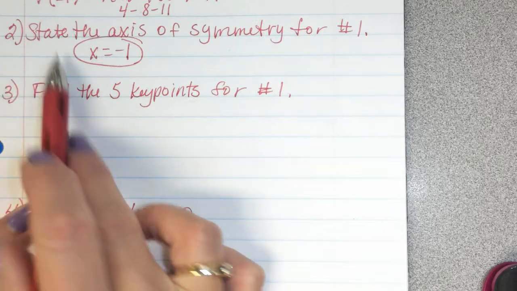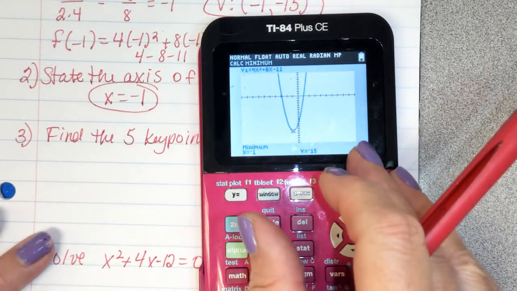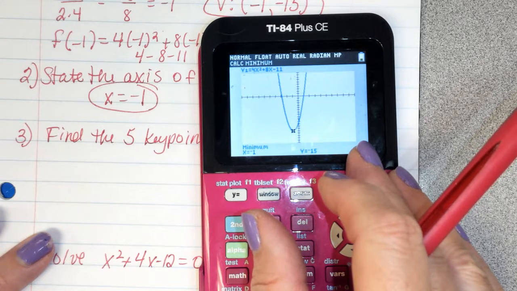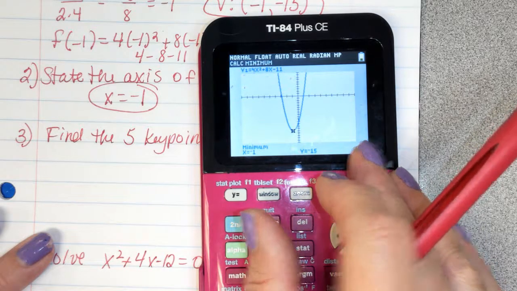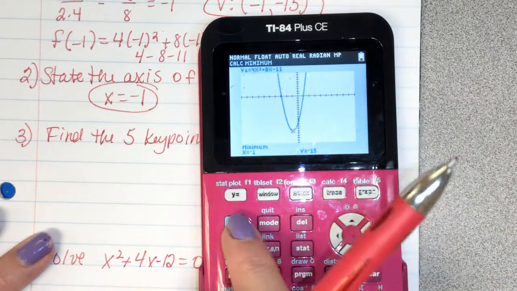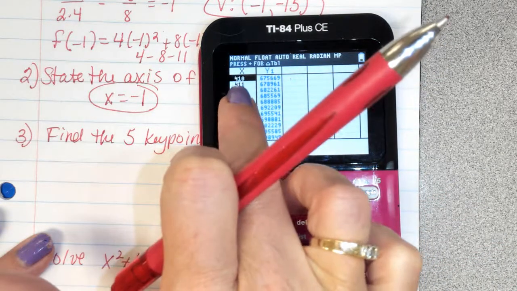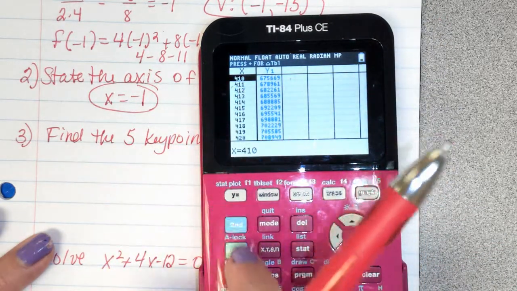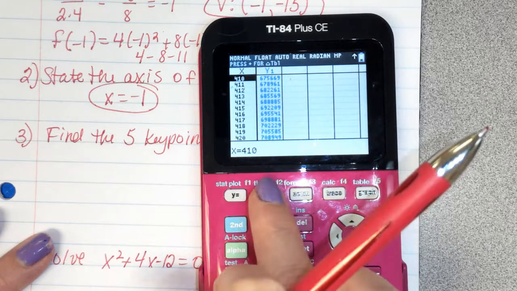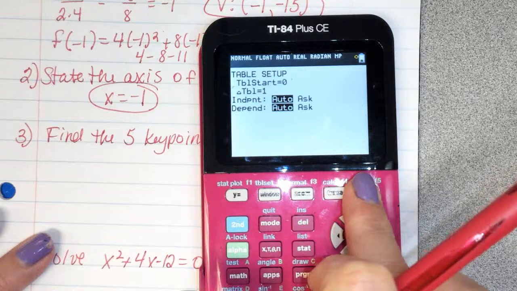Okay, so they have their points over there. How can I check those points on my calculator? Does anybody remember where we can go to see a bunch of points? Where do we go, Halima? Right. So if I do second graph, I get to my table. Now I had jumped up to 410 for another class, what we were doing. So I'm going to have to go set up my table so that I start at 0. You guys wouldn't have to do that.